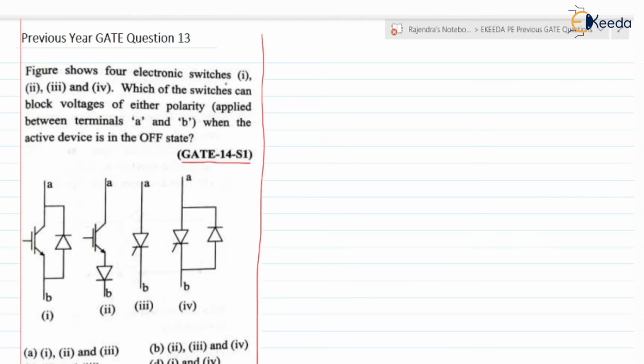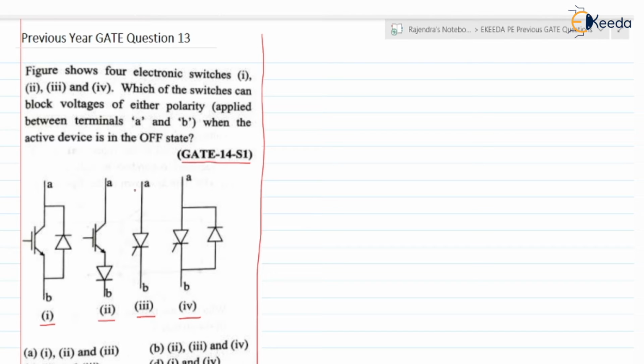Figure shows four electronic switches 1, 2, 3 and 4. Here we are having the four electronic switches 1, 2, 3 and 4. Which of the switches can block the voltages of either polarity applied between terminals A and B, when the active device is in the off state?